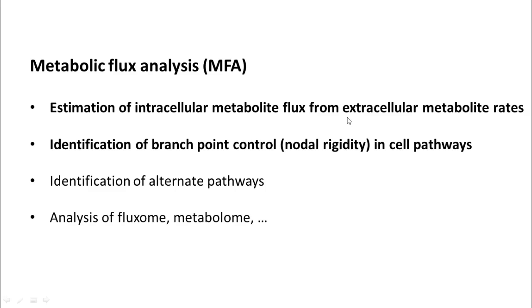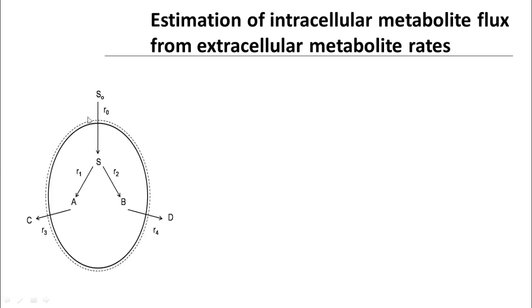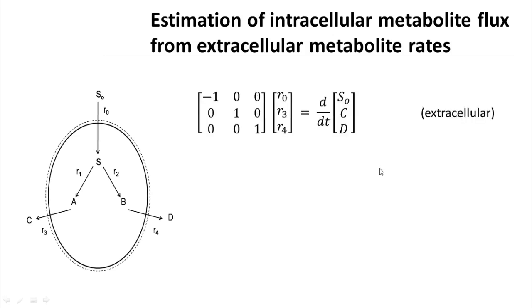We are going to look at only the first two as examples of what can be done with metabolic flux analysis. So let us look at the first thing, estimation of intracellular metabolite flux from extracellular metabolite rates. This is the same figure that we saw earlier, S0 going to S, which further goes to A and B, A goes to C and B goes to D. S0, C and D are extracellular metabolites, S, A and B are intracellular metabolites. So we are going to measure S0, C and D and then get the rates that are involved here. How do we do that?